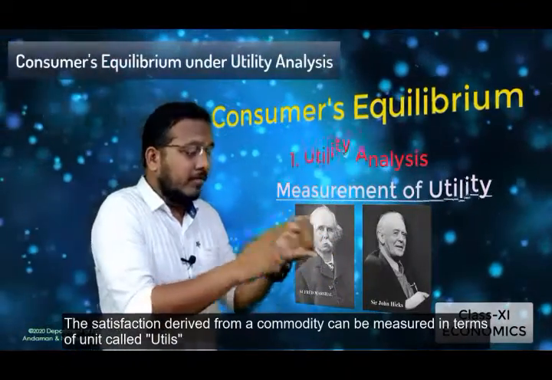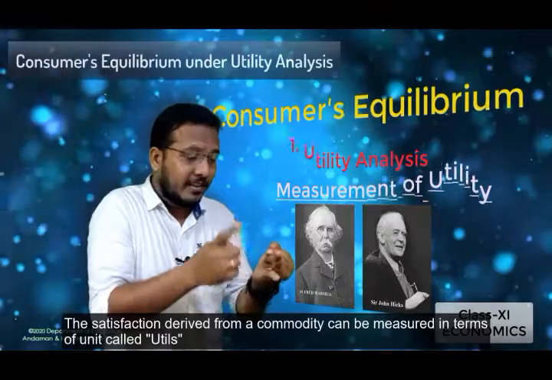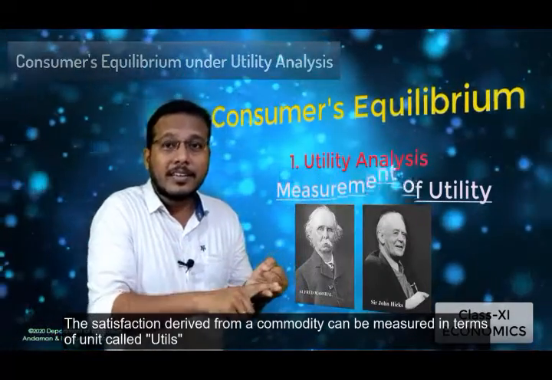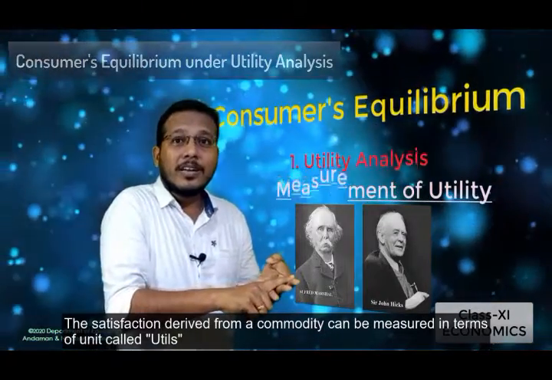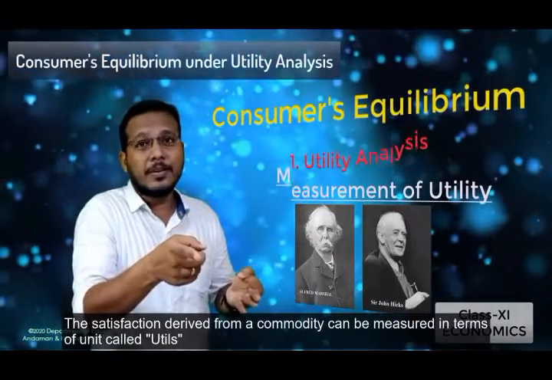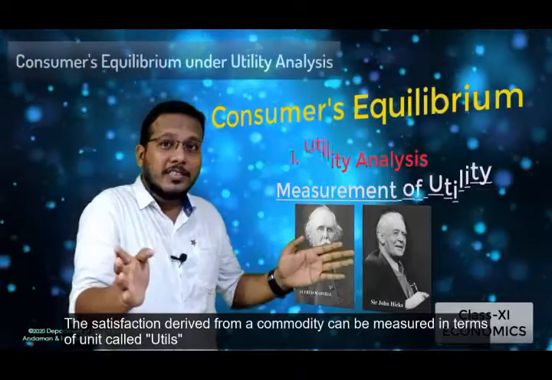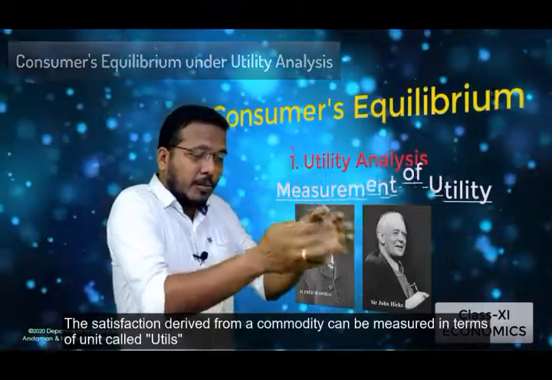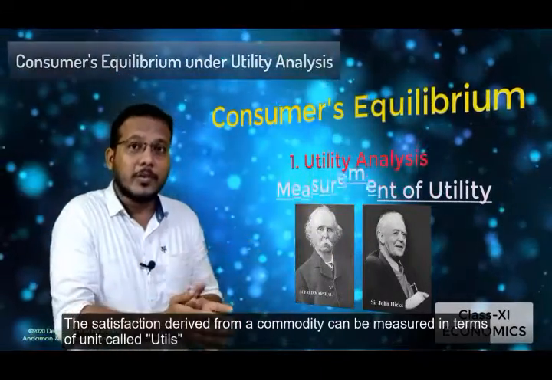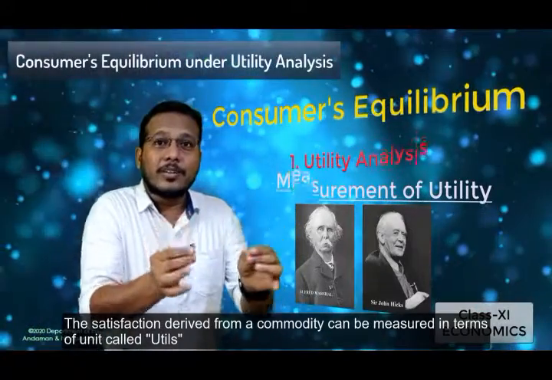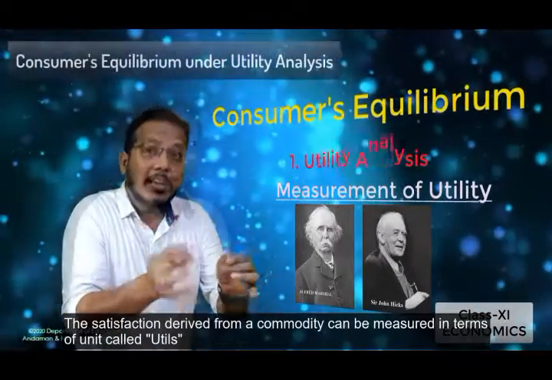As I told you, from the first laddu we got 10, then we got 8, that total is 18. Then again we got 5 utils from the third one. That is 18 plus 5, 23. So altogether, by consuming 3 units of laddu, that person got a utility of what?